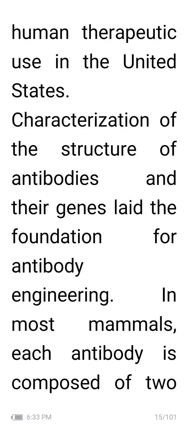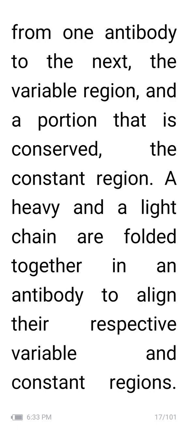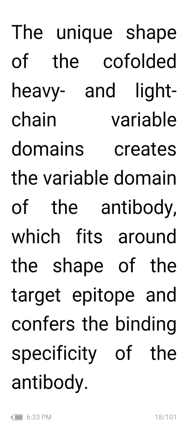In most mammals, each antibody is composed of two different polypeptides, the immunoglobulin heavy chain and the immunoglobulin light chain. Comparison of the protein sequences of either heavy or light antibody chain reveals a portion that typically varies from one antibody to the next, the variable region, and a portion that is conserved, the constant region. A heavy and light chain are folded together in an antibody to align their respective variable and constant regions. The unique shape of the co-folded heavy and light chain variable domains creates the variable domain of the antibody, which fits around the shape of the target epitope and confers the binding specificity of the antibody.